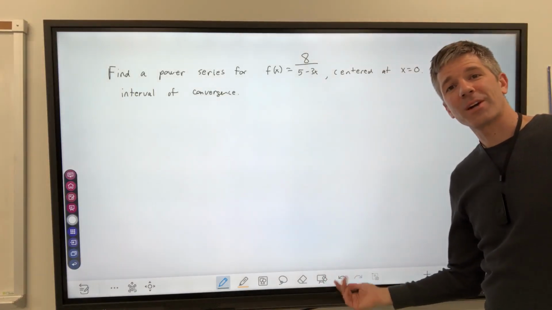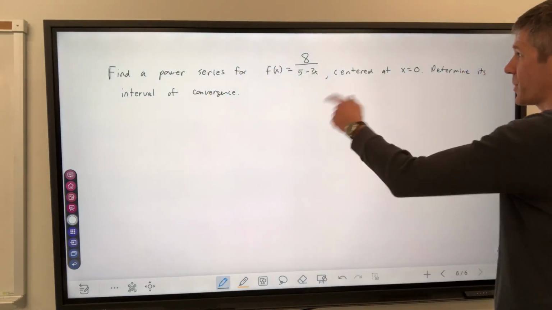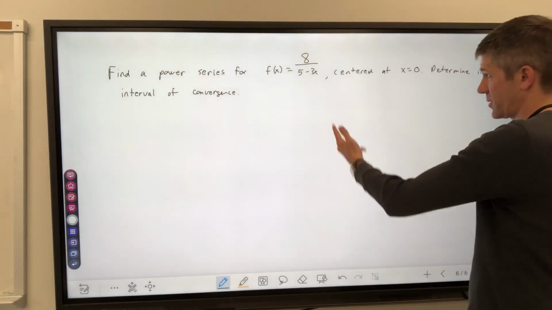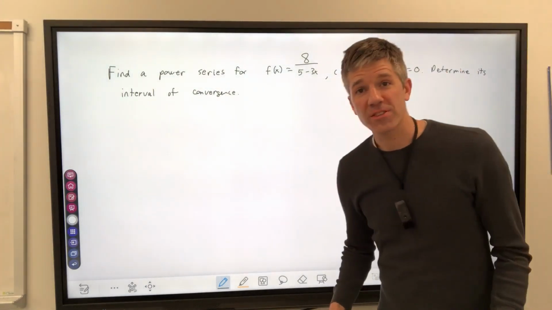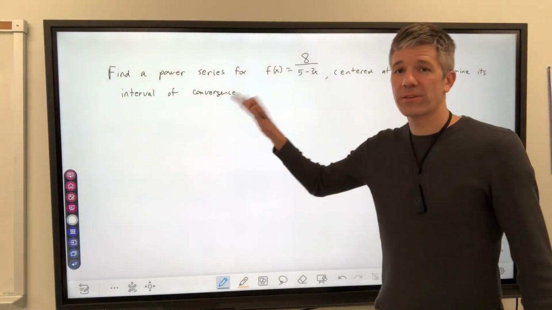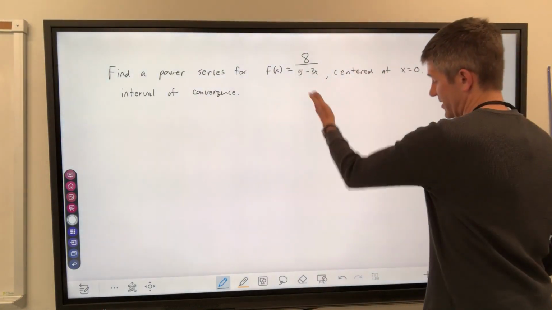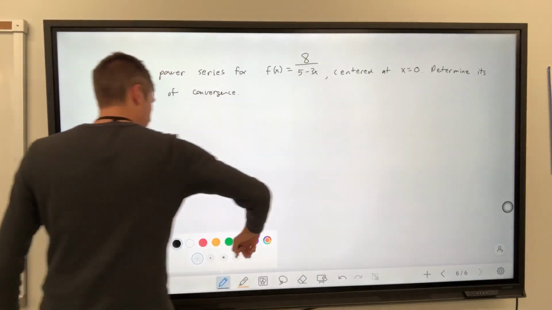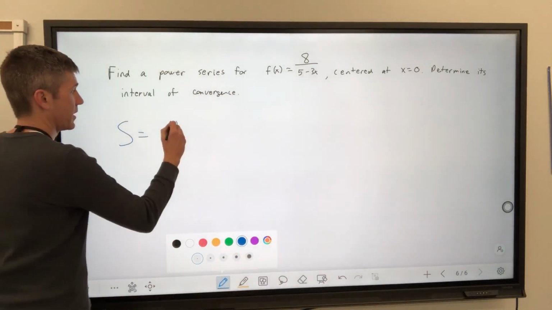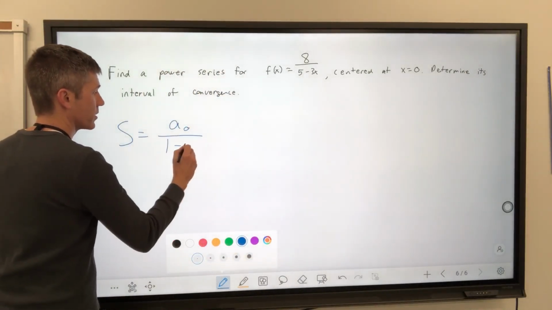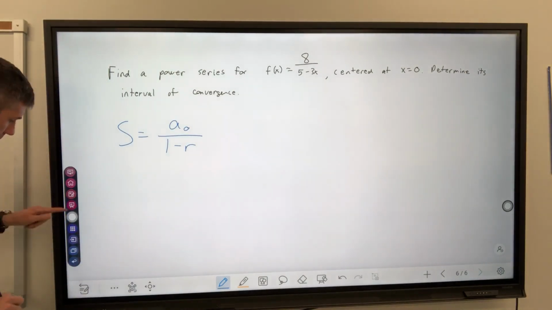Same idea as the last problem. Let's do this one. Okay, find a power series for this function. And we could do it the old-fashioned way. We would take the derivative and the derivative and the derivative and find the pattern. Pattern found. This looks a lot like this. So we're going to treat it like that and get that out of the way.